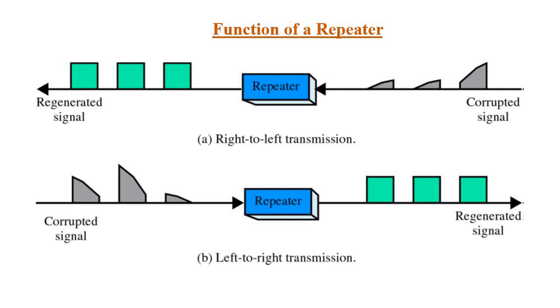The function of a repeater. Diagram A represents data transferred from right to left. The corrupted signal is transferred through the repeater. The repeater is regenerating or strengthening the signal to device B. Likewise, the signal is transferred in left to right transmissions. The corrupted signal is sent through the repeater, and the repeater is strengthening the signal.